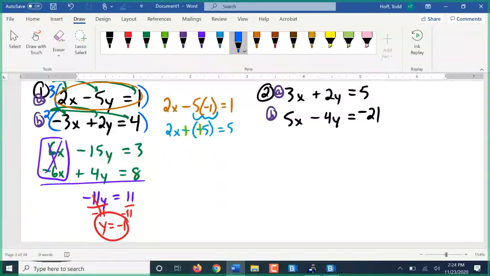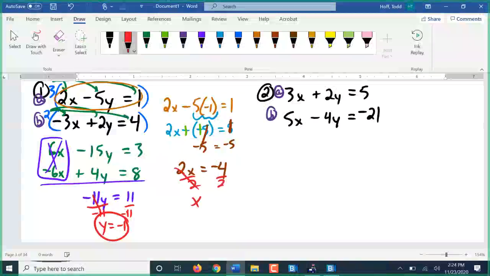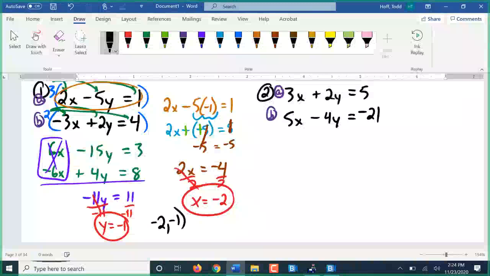So now we will subtract 5. Oops, this should still be a 1 there. Subtract 5 from both sides. 2x equals negative 4. And we'll divide by 2. X equals negative 2. So the solution to that system that we get is x is negative 2 and y is negative 1.